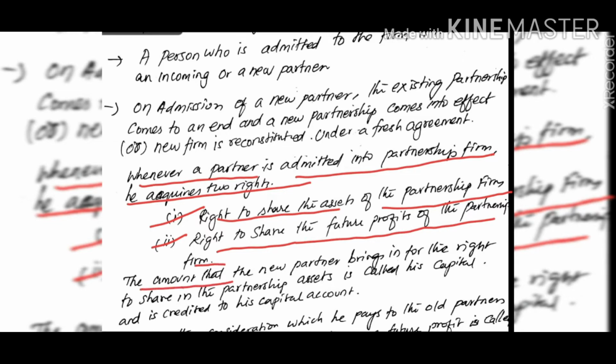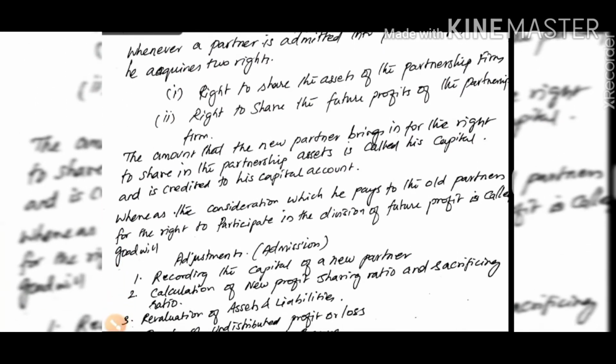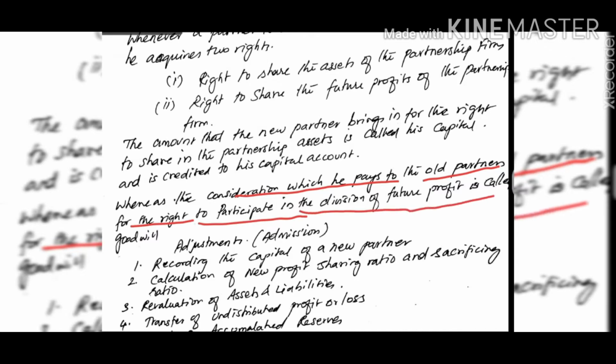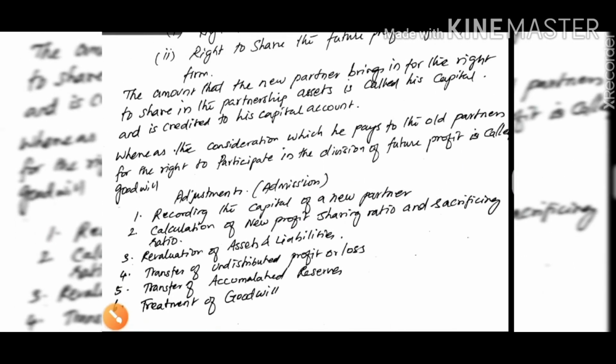The amount that a new partner brings in for the right to share in the partnership assets is called his capital, and it is credited to his capital account. Whereas the consideration which he pays to the old partners for the right to participate in the division of future profit is called goodwill. While admitting a new partner, we have to take care of the following adjustments.